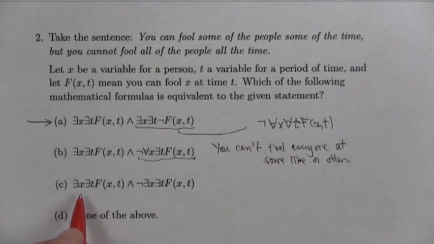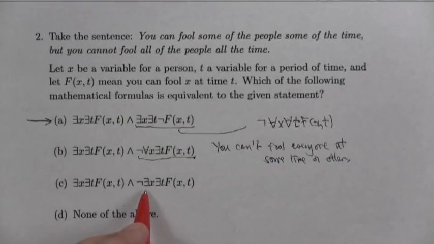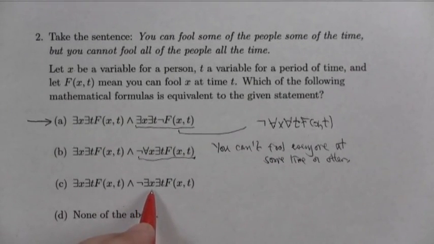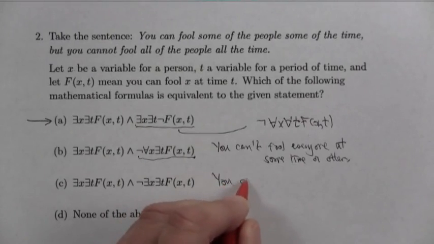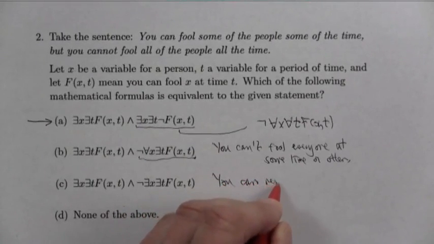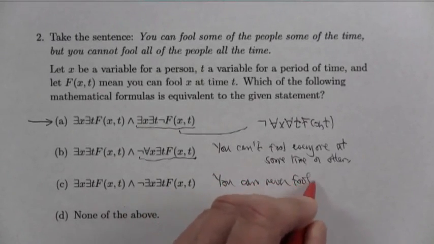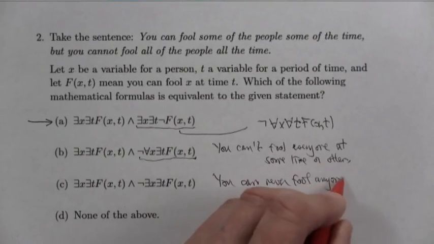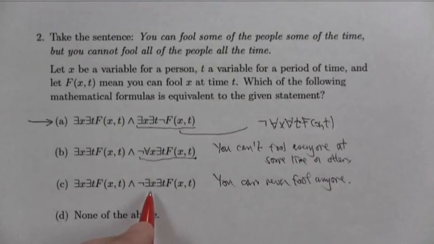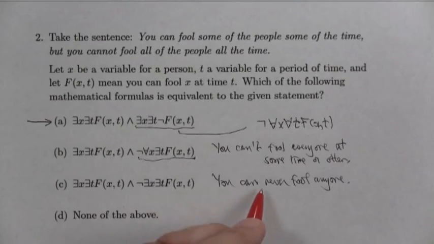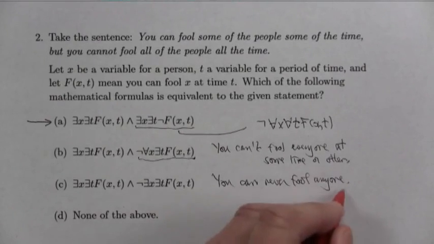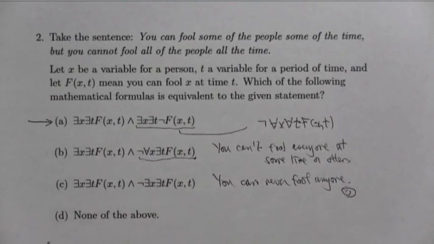Let's see again. In the case of this one, what does this one say? It's not the case that there is an x and there is a t such that you can fool. This one I think is easy to say in English. It basically says you can never fool anyone. You cannot find a single person and a single time such that you can fool that person at that time. You can never fool anyone. So this one I'm very happy with. That one really captures it.